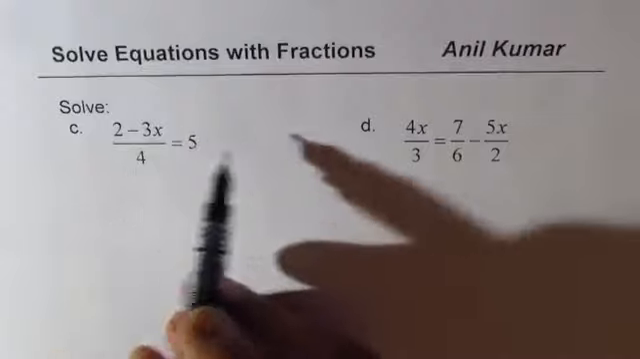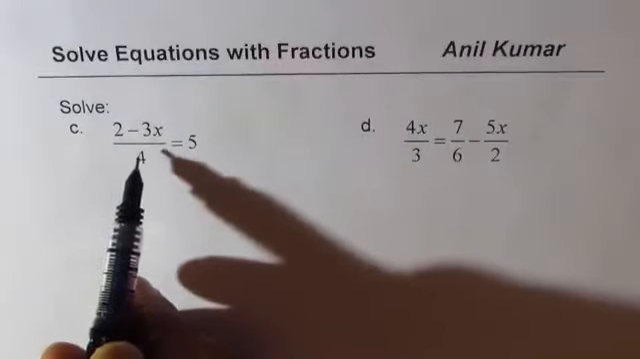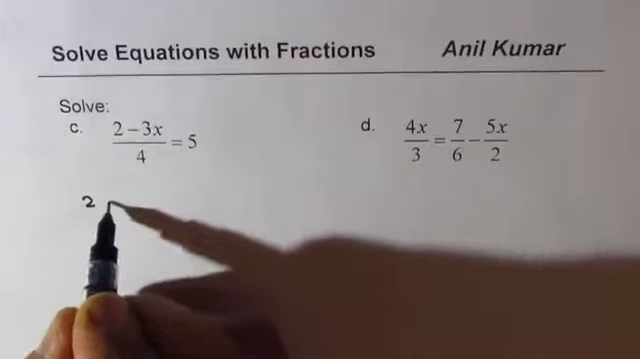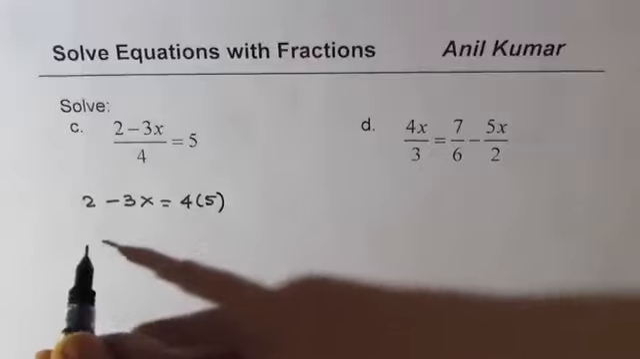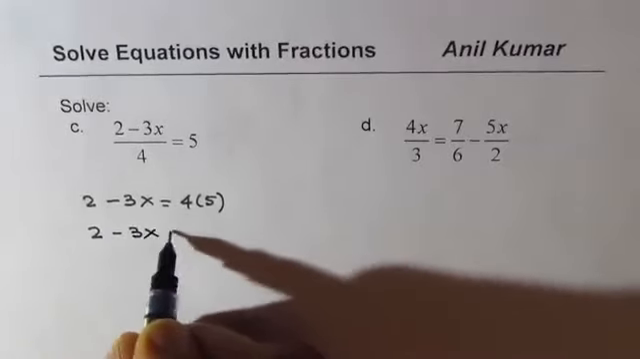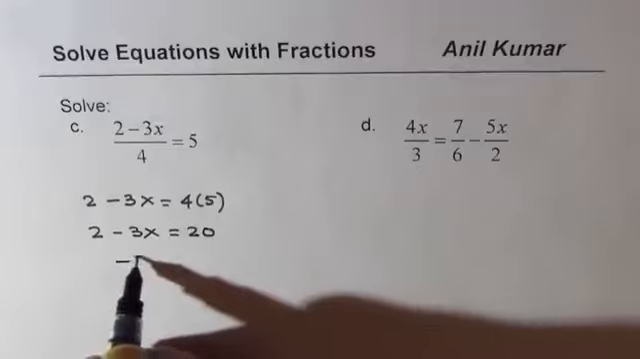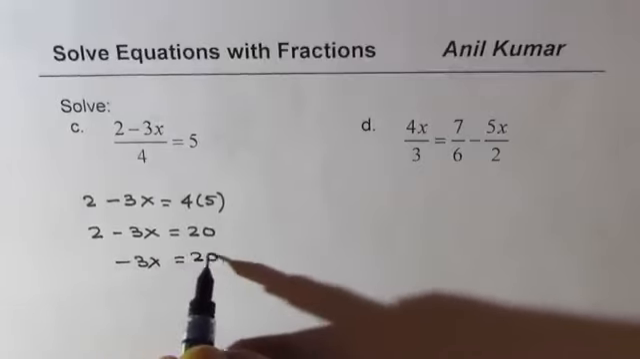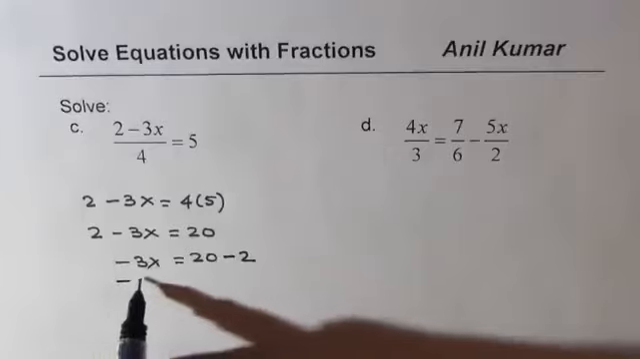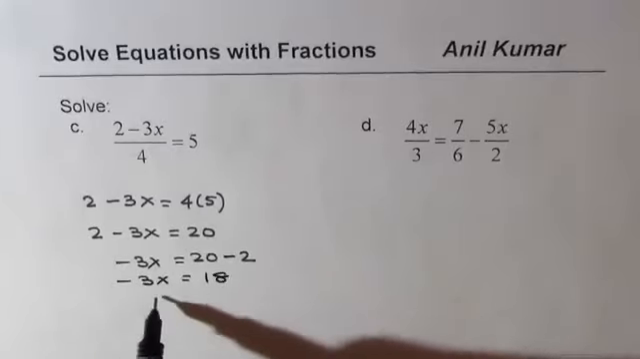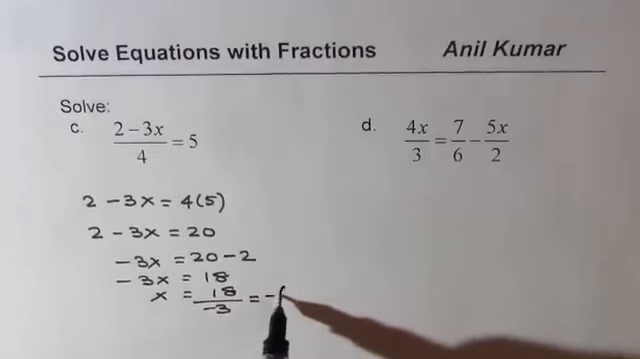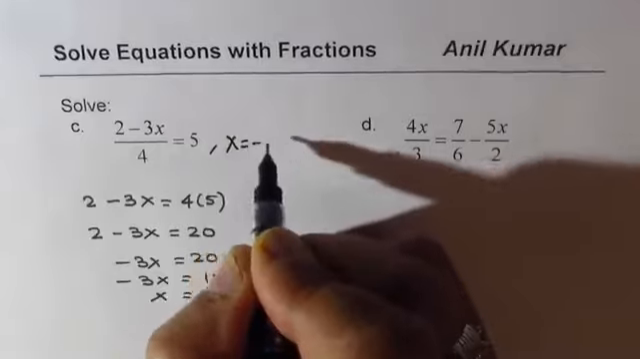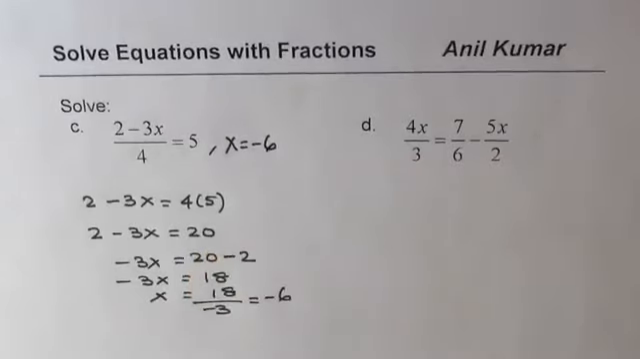Now here we'll apply both the techniques. So this one I think now you can do easily. We can write this as 2 minus 3x equals 4 times 5. So we have 2 minus 3x equals 20, minus 3x equals 20 minus 2. So minus 3x is equal to 18. x is 18 divided by minus 3, which is minus 6. So we get x equals minus 6. Perfect. Next one.